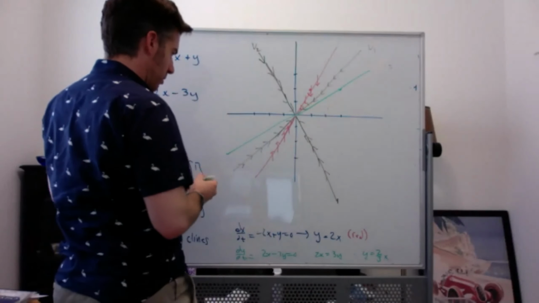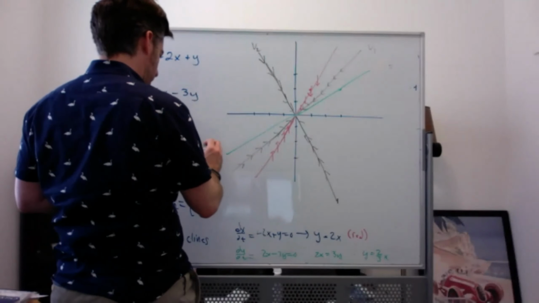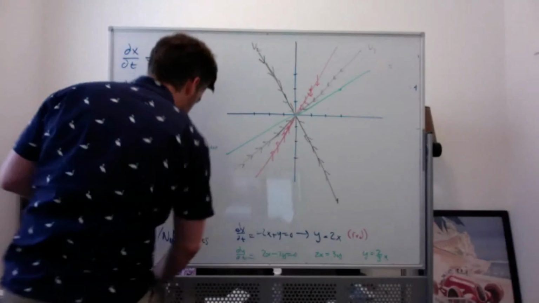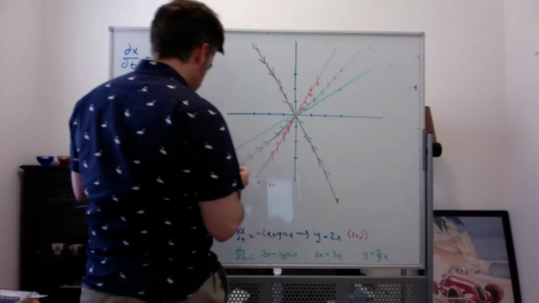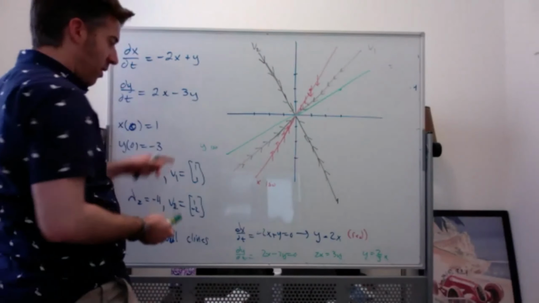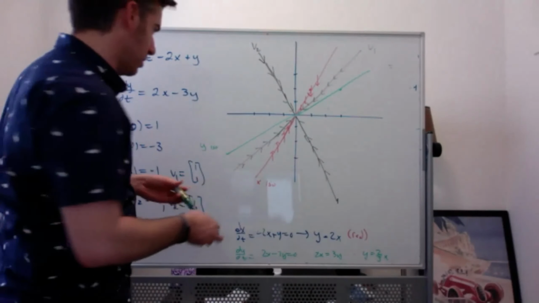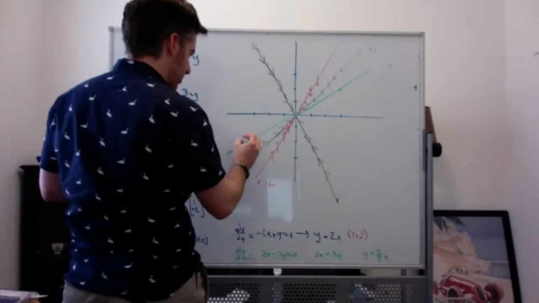So in green, I have my y isocline. And in red, I have my x isocline. And so for the y isocline, that's where dy/dt is equal to 0. That means there's no change in the y direction. So along this, all of my arrows should be horizontal.